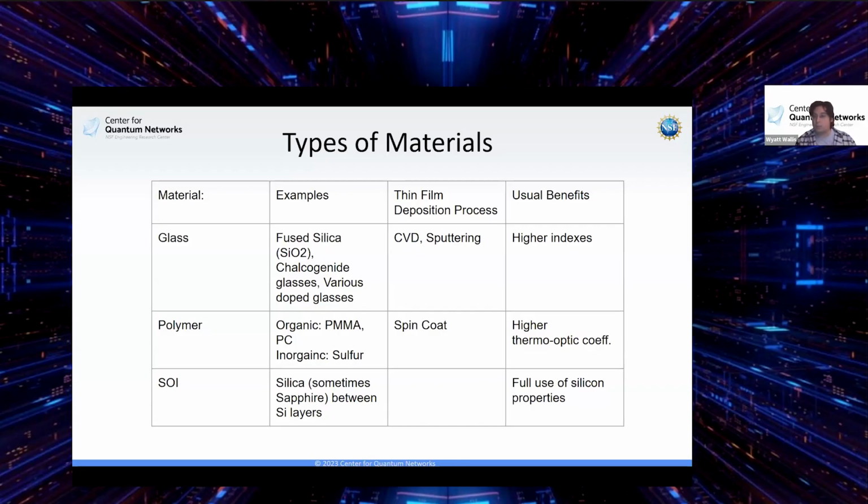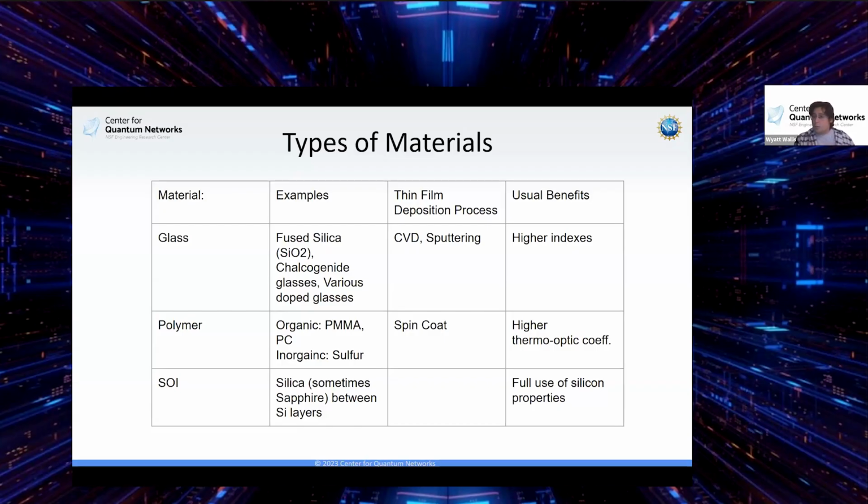You can dope glasses with different things, or you can give them a different base than silicon. Things like chalcogenide glasses exist, so selenides, tellurides, things like that. Beyond that, you can dope them with various things. You put little dopants in them, and it changes the overall optical properties. Now, how you can deposit those.